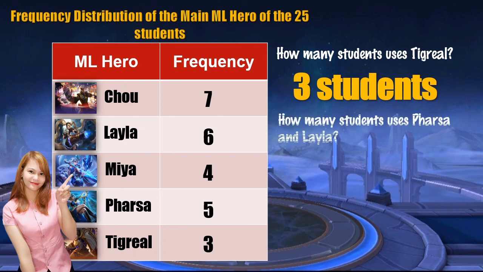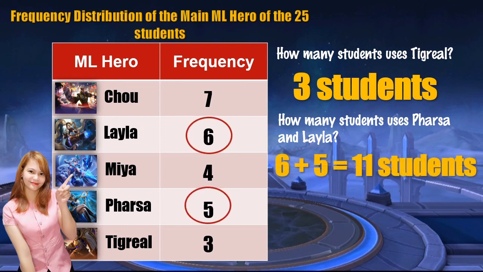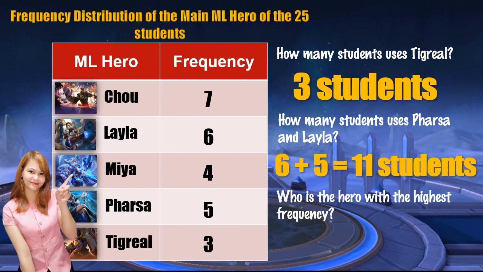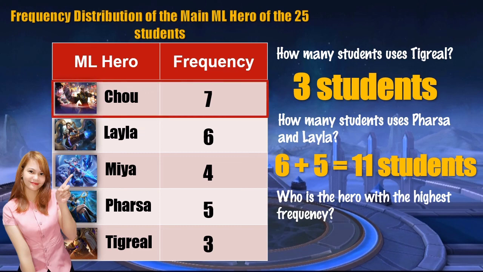Question number 2. How many students use Fanny and Layla? In your frequency distribution table, the frequencies of Layla and Fanny are 6 and 5. So let's just add 6 and 5. Therefore, the answer is 11. And for the last question, who is the hero with the highest frequency? Since in our frequency distribution table, 7 is the highest value, and it belongs to Chou.